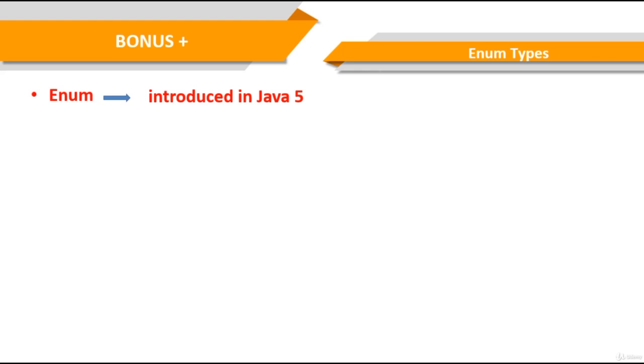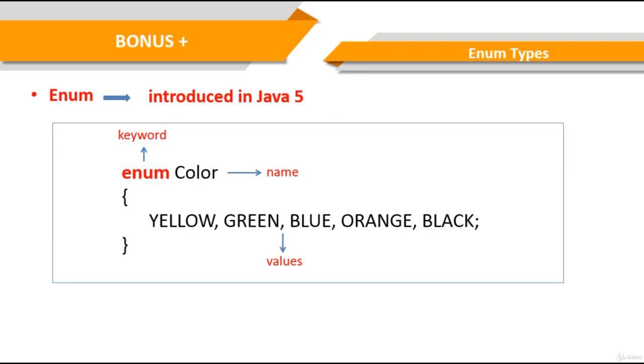Now, generally, the field names of the enum type are in uppercase letters, as they are always constants. So the enum keyword is used to create an enum type. In our example, we define the color enum type, and the color has some constant values, such as yellow, green, blue, orange, and black.